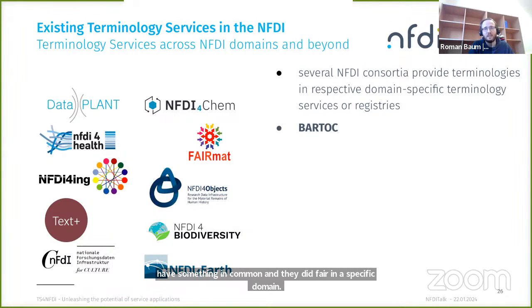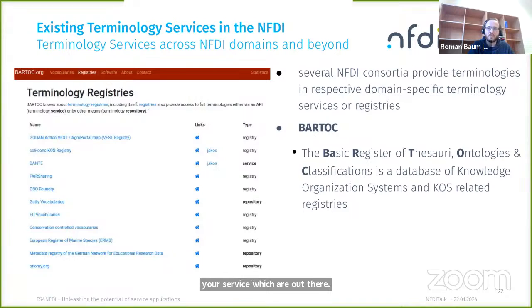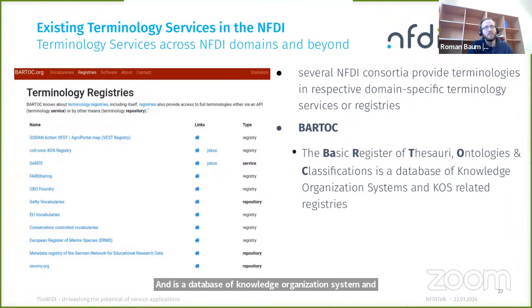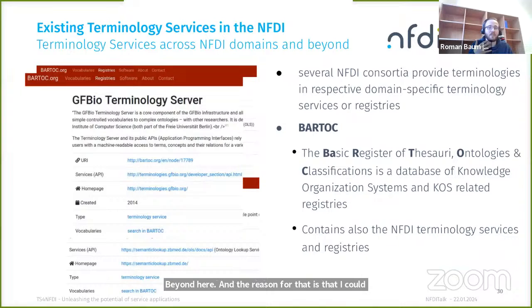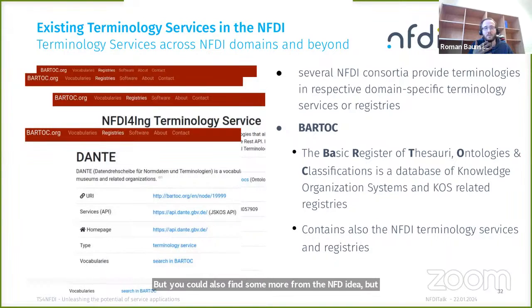And our approach is, if you're interested in all of these different terminology services which are out there, you could also have a look at BARTOC. BARTOC itself stands for the Basic Register of Thesauri, Ontology, and Classification, and is a database of knowledge organization systems and cost-related registries. And what you could spot on my subheadline is that I also added "beyond" here. And the reason for that is that I could also find in BARTOC the terminology services I talked about before, but you could also find some more from the NFDI there, and also some terminology services which are not part of the NFDI.